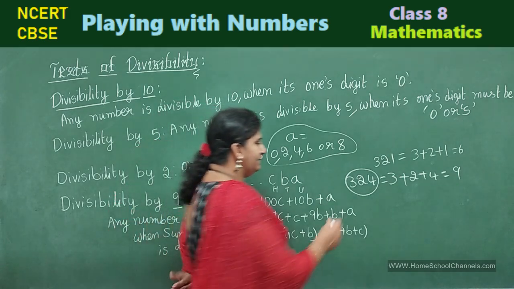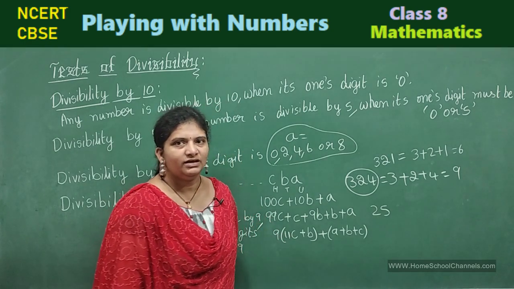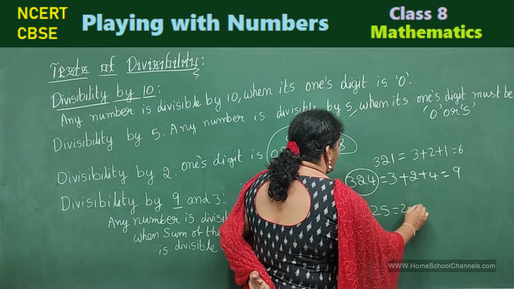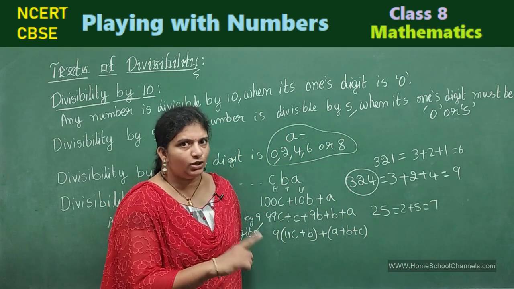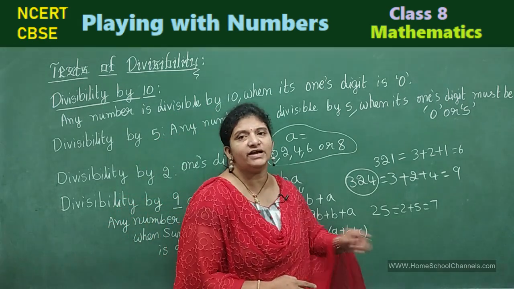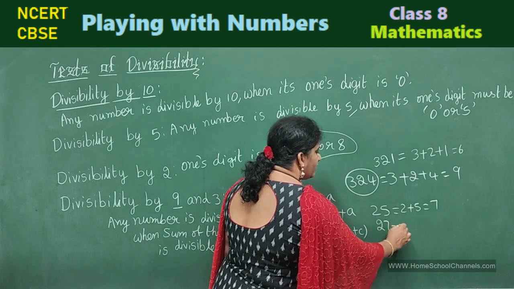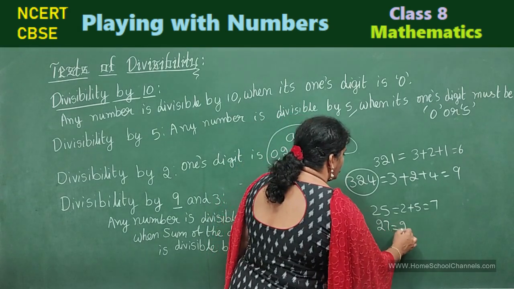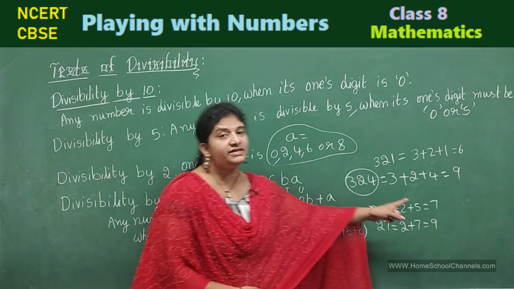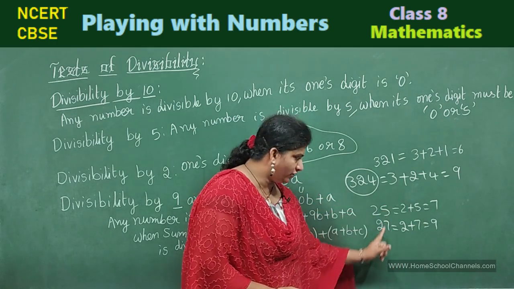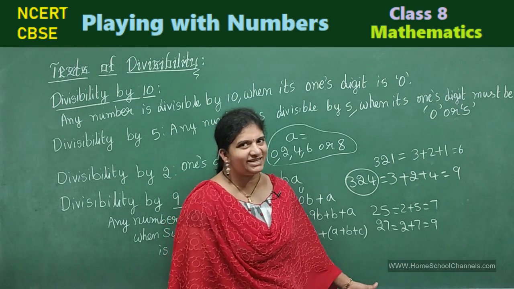One more example here with the 3. Take 25. Sum the digits: 2 plus 5 is 7. Is 7 divisible by 3? No. Therefore, 25 is also not divisible by 3. Let us check with 27. Sum the digits: 2 plus 7 will be 9. Yes, 9 is divisible by 3. Therefore, 27 is also divisible by 3. Yes, 3 nines are 27.